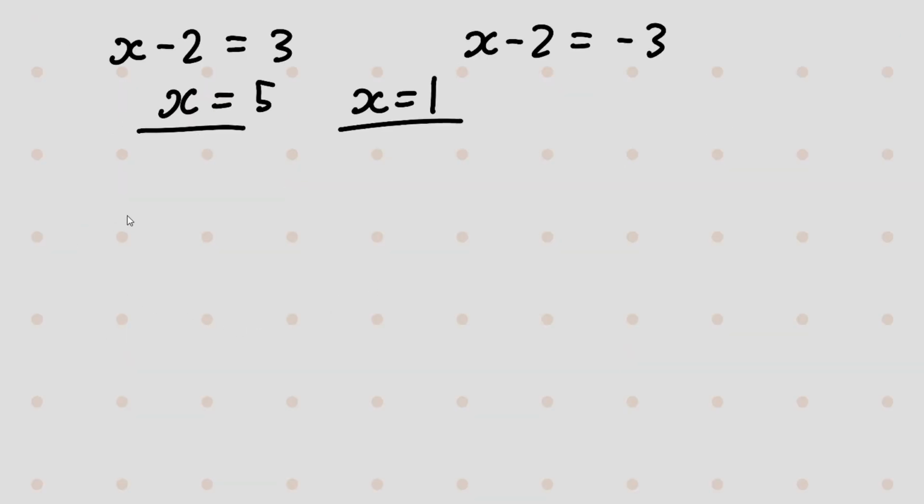Now say we had modulus of something equal to a negative number. How are we going to solve this? You can't. There are no solutions for a modulus of something to be equal to a negative number. It's just not possible. So there are no solutions.